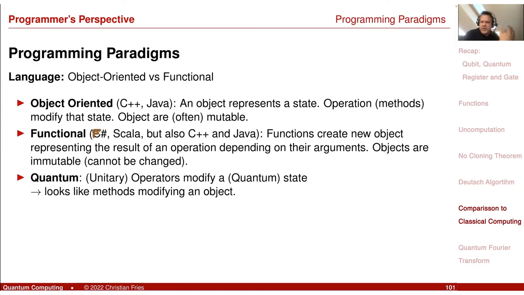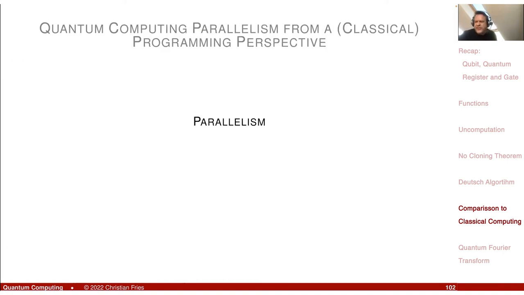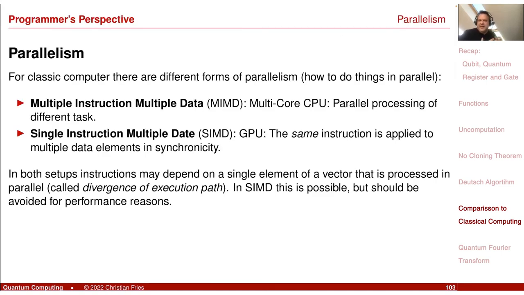So what is quantum computing? Unitary operators modify a quantum state. It looks a little bit like the world you have in object-oriented programming. You modify an object. So if you like to draw this comparison, it is a little bit like that. What is the parallelism? The parallelism is really, really different.